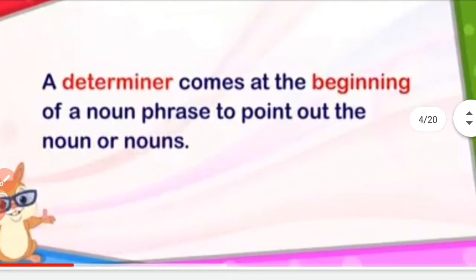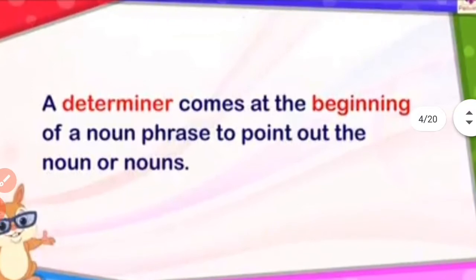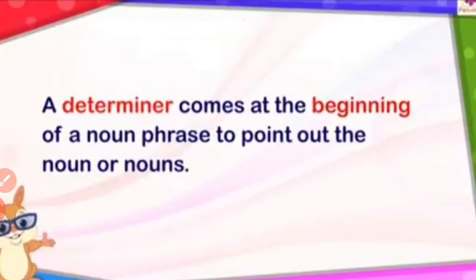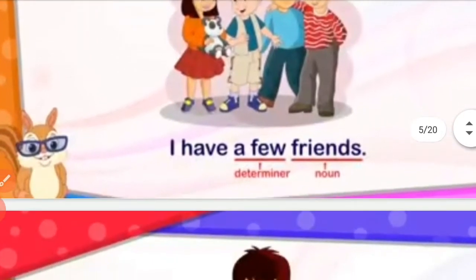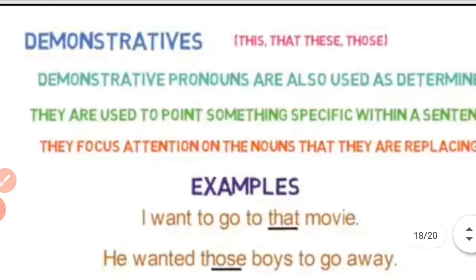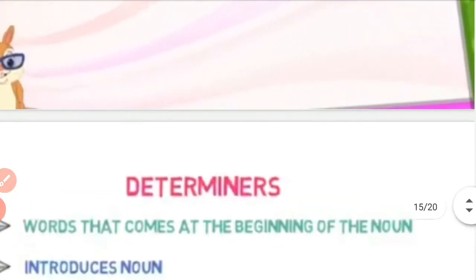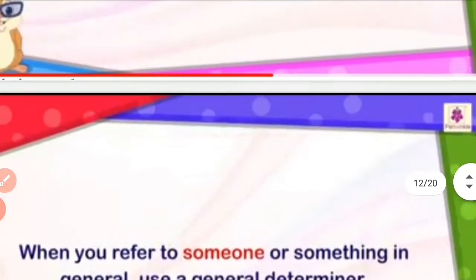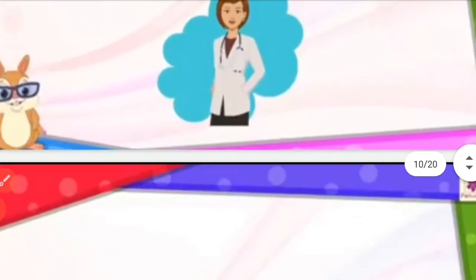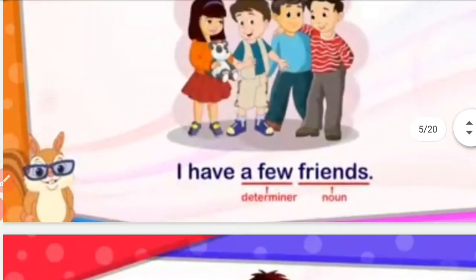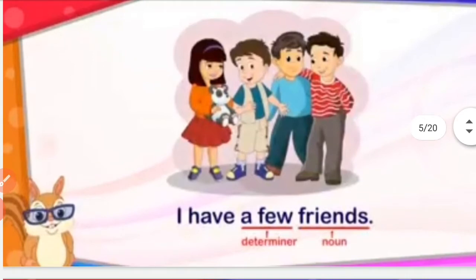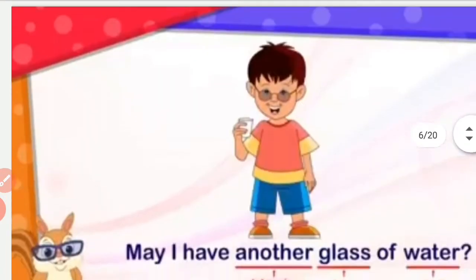If you want to define it, a determiner comes at the beginning of a noun phrase to point out a noun or nouns. For example, I have few friends. Sorry, the slides have been moving very fast, I will move a little bit slower. I have few friends. You can see here the noun is friends, and just before friends is written few, which is acting as a determiner.